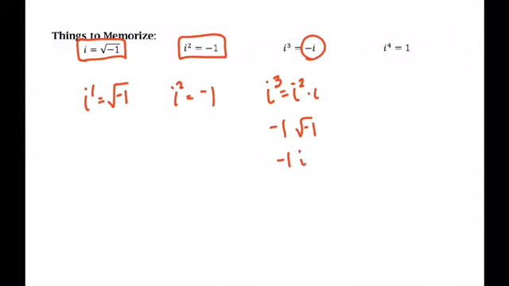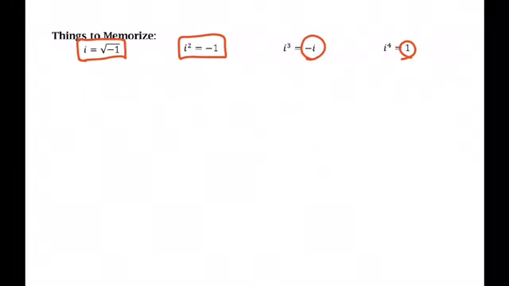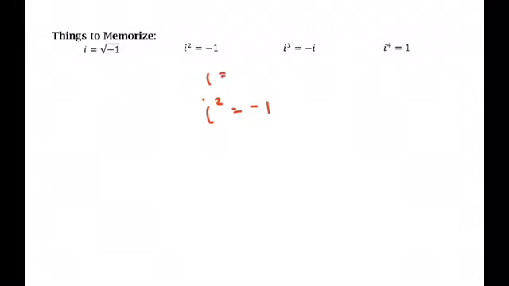And then i to the fourth power is i squared times i squared, so that's -1 times -1, and so that's 1. So what happens when we have these numbers and these patterns, I like to show this. i squared is equal to -1, i is equal to the square root of -1, i to the third power is equal to -i, and i to the fourth power is equal to 1.